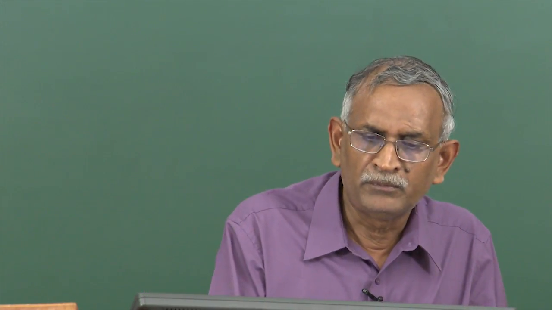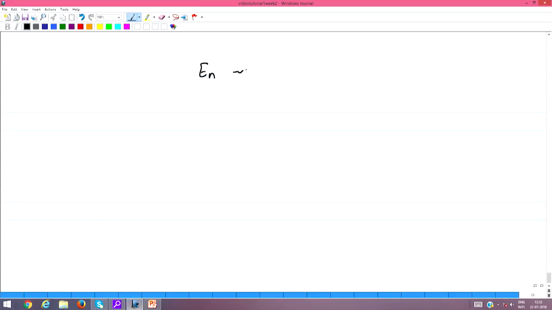The second thing that you have to do is, remember, when E n is given as h square by 8 m L square times the n square, E n plus 1, which is the next level, is obviously h square by 8 m L square into n plus 1 whole square.